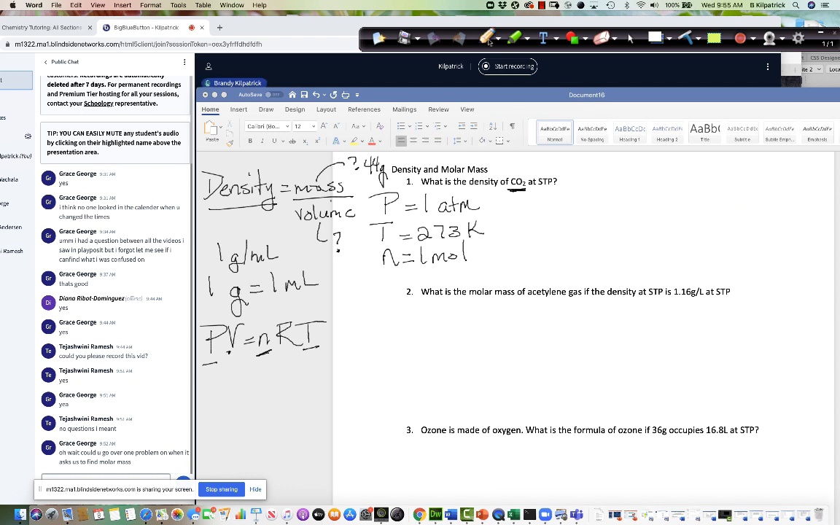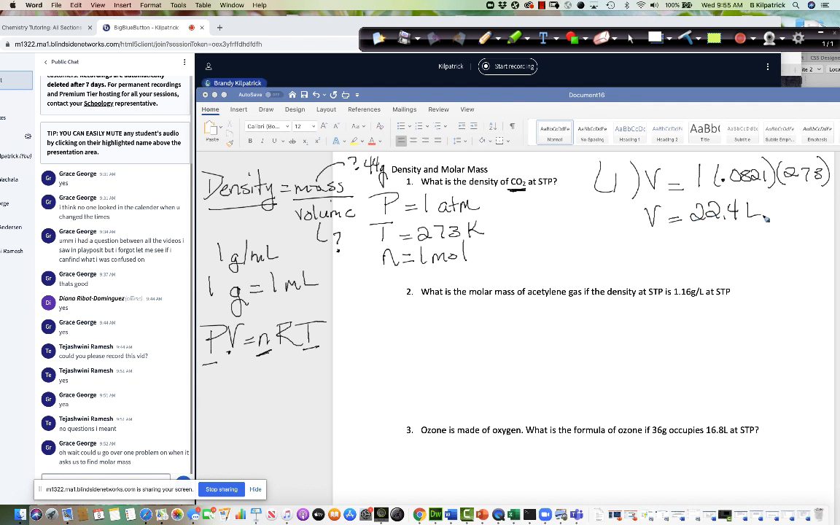So we're going to plug it into the ideal gas law. The pressure is 1. Volume is what I'm looking for. The number of moles, I've set it to be 1. My ideal gas law constant is this. And my temperature is 273 Kelvin. So now, multiply, divide by 1. Your volume here is going to be 22.4 liters.